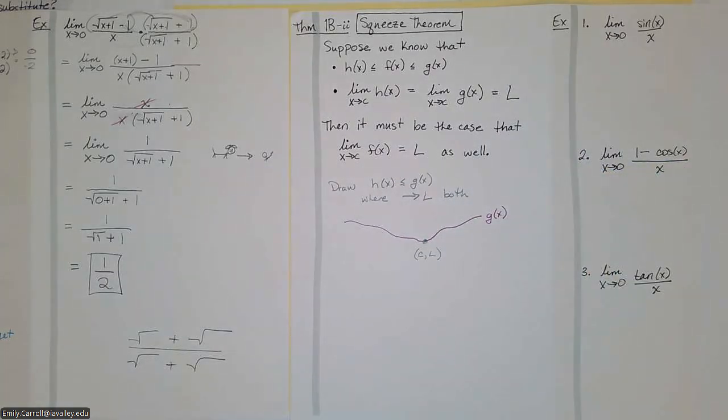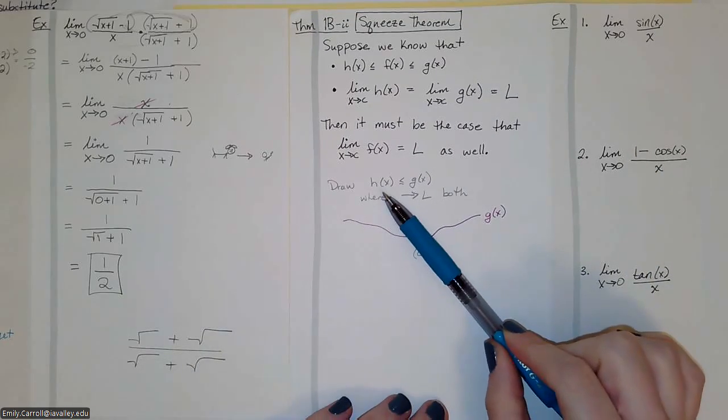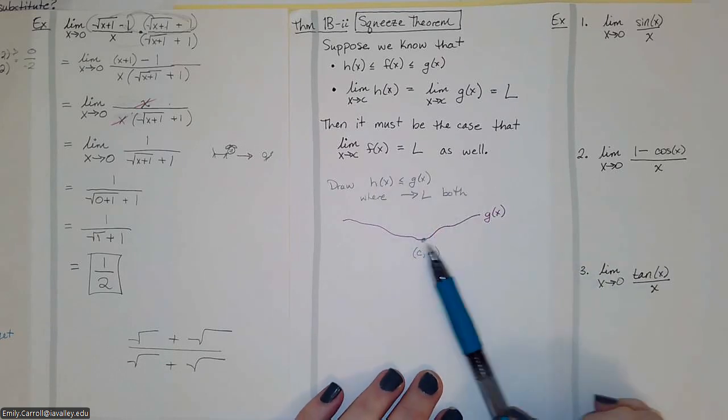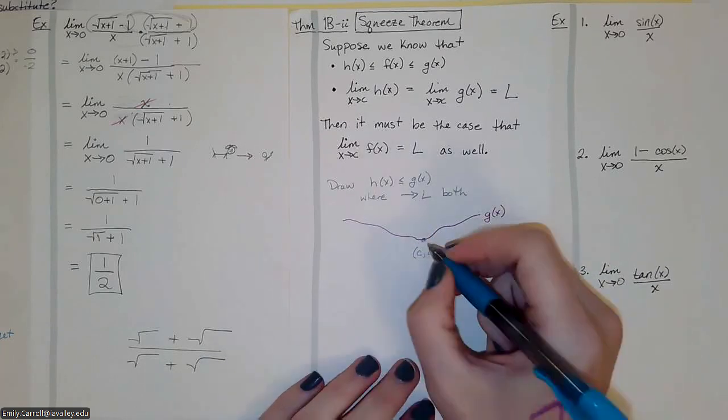G of x is going to be the purple. And then h of x is a smaller function. It's going to live below g of x, and it's going to meet up right here.